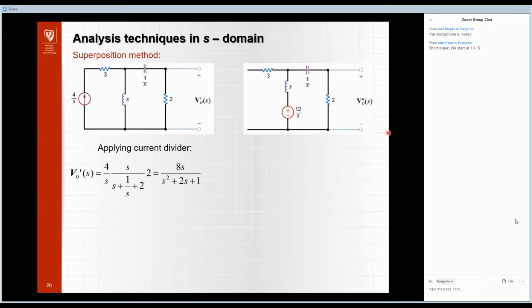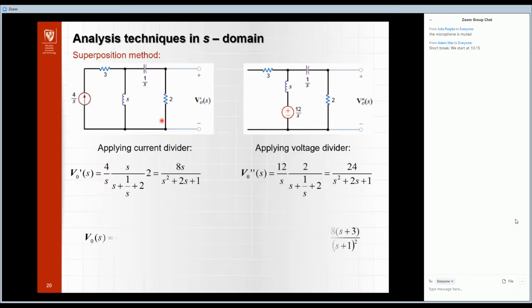And the second, we have a very simple circuit here. So we have just the voltage source and three elements. So we use the voltage divider for this, and so we have the voltage, and here is the sum of impedance in the denominator, and in the numerator I put this resistance, and we have the V0 double prime. Now I should sum the voltage from the first and from the second circuit. And when I do it, I obtain the known result for V0 of S.